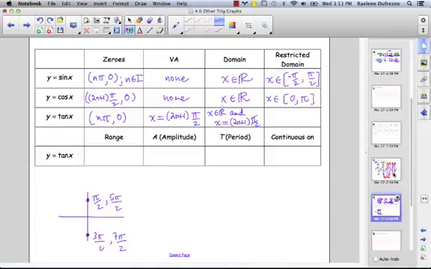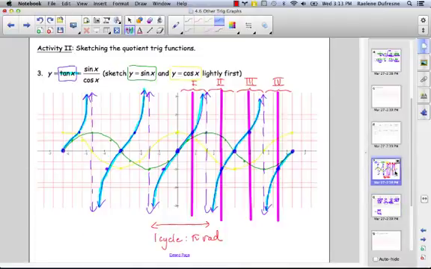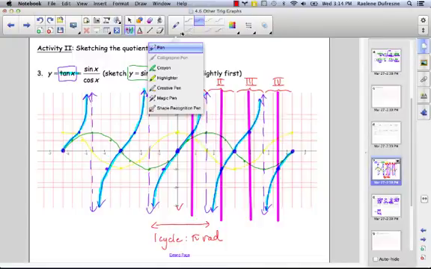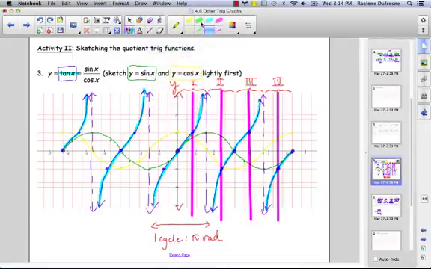The restricted domain is the portion of the tangent graph that includes as much of the graph as possible, so we would want to take an entire branch. We want to be as close to the y-axis as possible, and that would give us the branch from negative pi by 2 to pi by 2 for the restricted domain. So I'm going to highlight that in green for the restricted domain, but I'm going to use a thinner line.